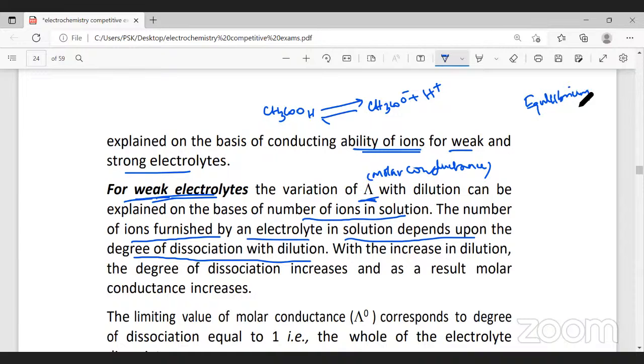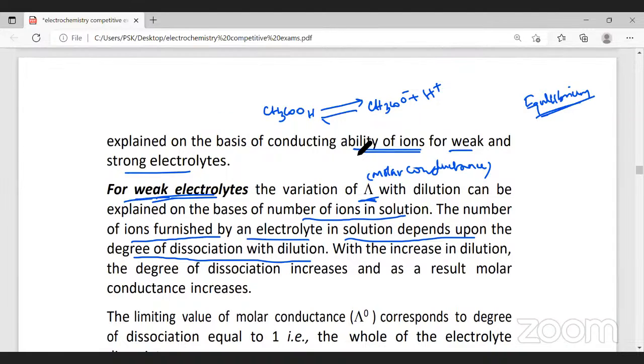What is equilibrium here? The speed at which acetic acid dissociates to form acetate ion and H+ ion, the same speed this acetate ion and H+ ion will give backward acetic acid. So rate of forward reaction is equal to rate of what? Backward reaction. That stage is called chemical equilibrium. The stage where rate of forward reaction becomes equal to rate of backward reaction is called what? Chemical equilibrium. Yes or no? Yes, sir.